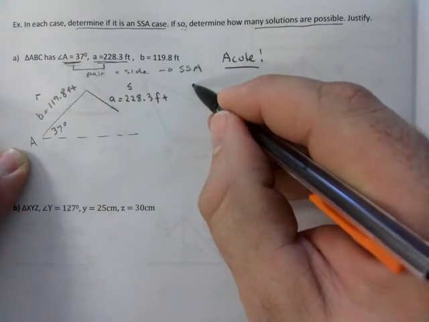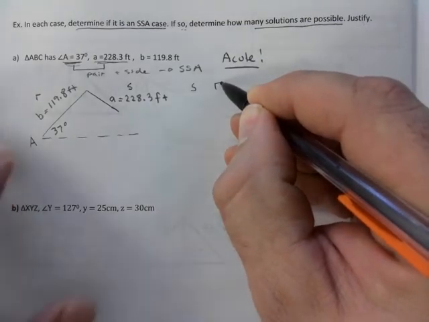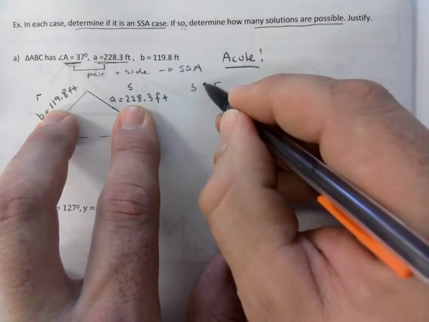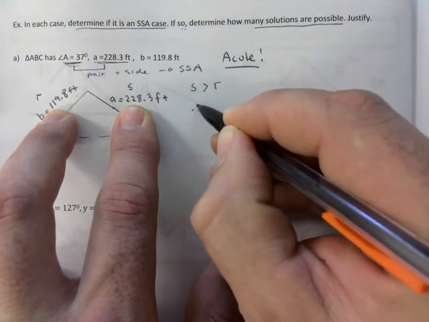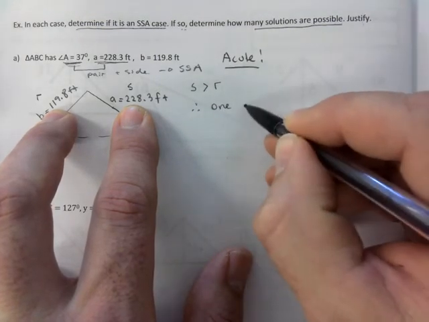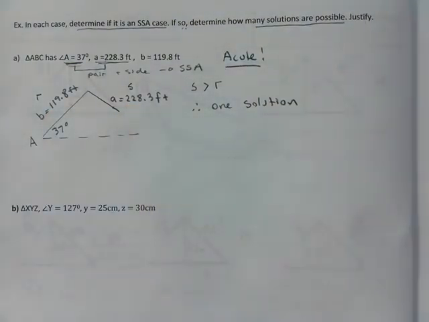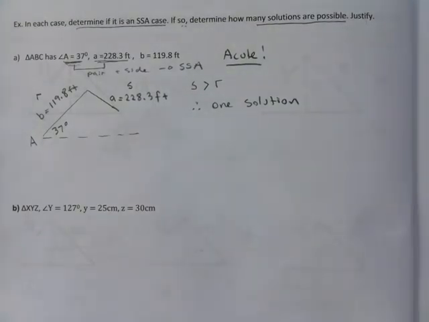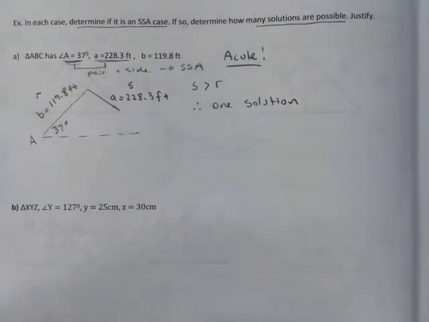So remember, you always ask, compare the string and the rod. And what do we notice about those numbers? String is larger than the rod. Therefore, one solution. Done. No need to find the height or any of that. You're done. Can you find the height? Sure, if you want to, go for it. It wouldn't change this.